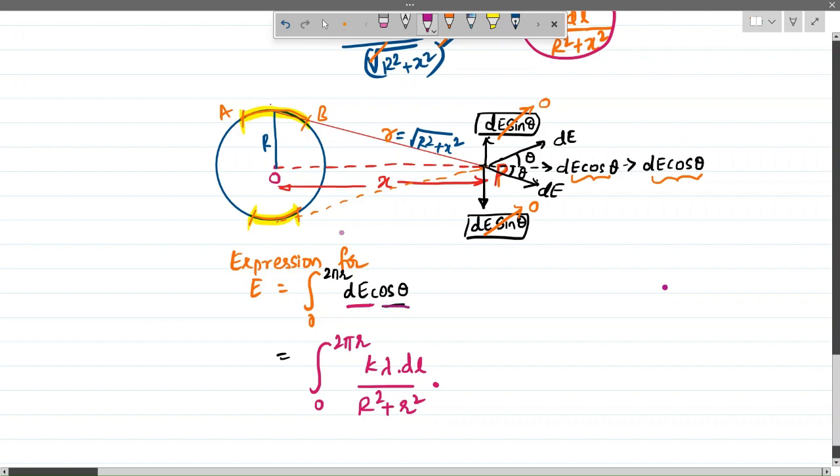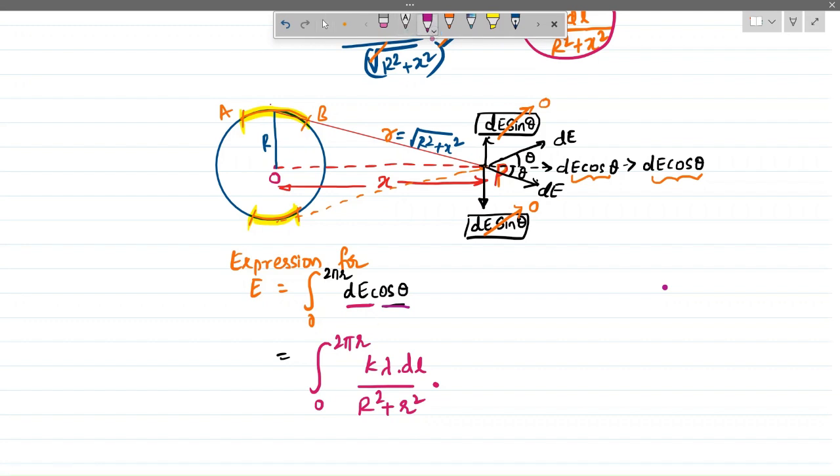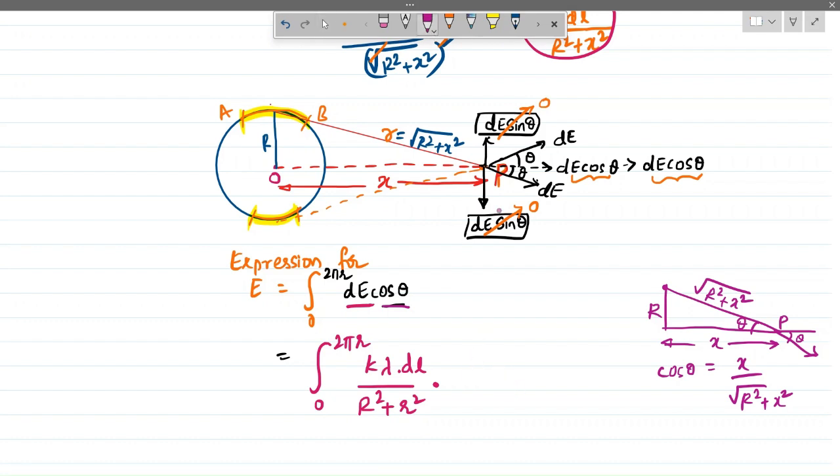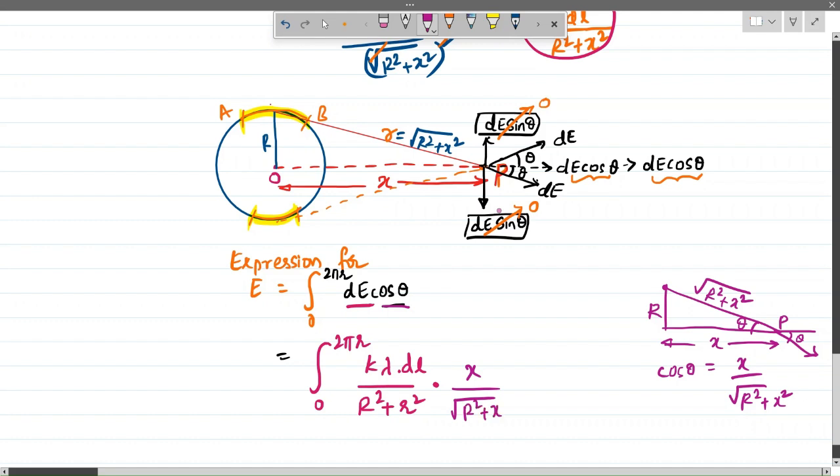Now let us understand what cos theta is here. Let's draw this triangle. If this is theta, this will also be theta. This is the radius of the circle, this is the distance x from the center to the point P, and this hypotenuse, we know, is root of R square plus x square. So what is cos theta? Cos theta is adjacent divided by hypotenuse: x divided by root of R square plus x square. So let us write this value here.